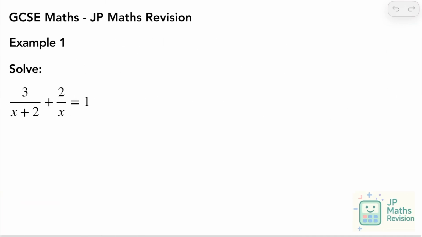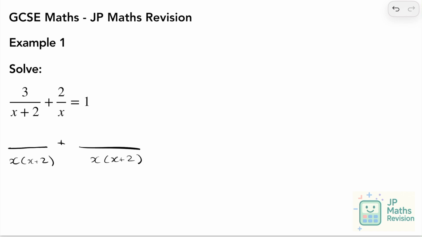So here's an example. We need to solve 3 over x plus 2 plus 2 over x equals 1. Now to solve this, I'm going to start off by simplifying the left-hand side. And the left-hand side, we're just adding two algebraic fractions. So in order to add algebraic fractions, I need a common denominator. So the common denominator here is going to be x bracket x plus 2.